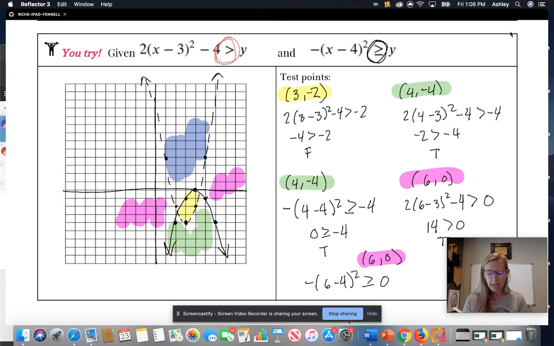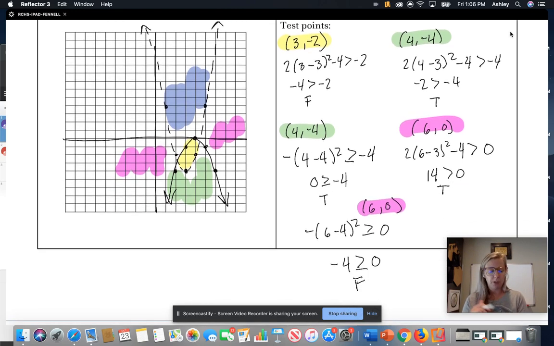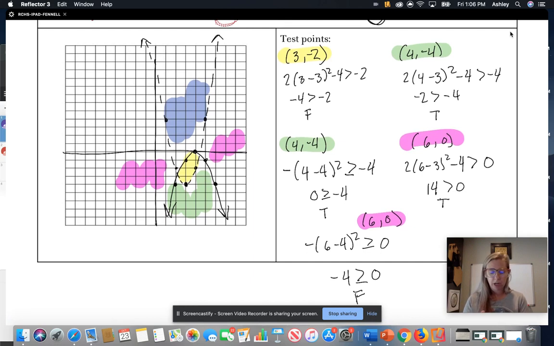Okay, my green point, I picked 4, -4. I checked that in my first quadratic and got a true statement. So now I need to check it in my second one because if it's true for 1, it could be true for both. So now I'm going to check 4, -4 in my second function as well. I also got a true statement. Fantastic. All right, now I'm going to check the value 6, 0 in my first function.